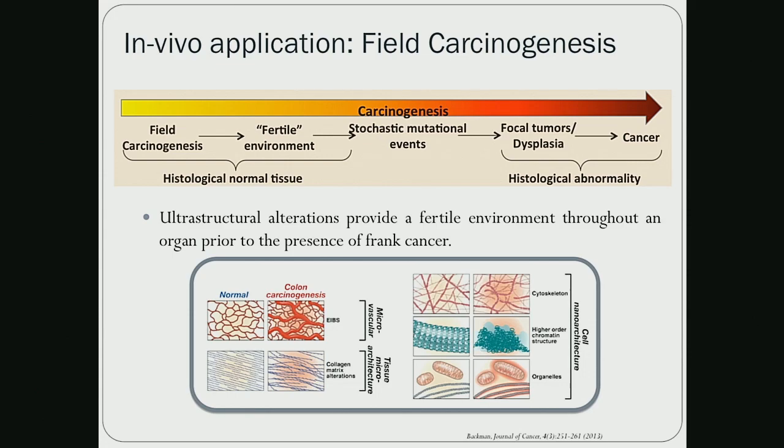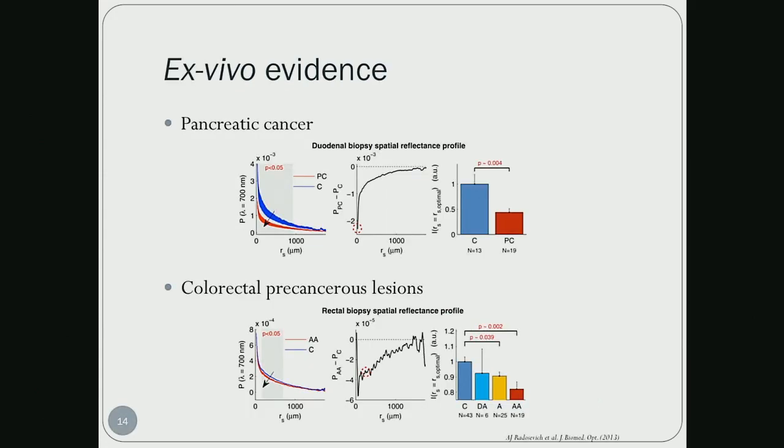We did an ex vivo study to test the sensitivity of sub-diffuse reflectance to these changes. We have an instrument in our lab, a technique we use called EBS, which measures P of R, or spatial reflectance in Fourier space. In a biopsy study for pancreatic cancer and colorectal precancerous lesions, we find that P of R is substantially changed. What's important to note is that it's changed at very, very small length scales.